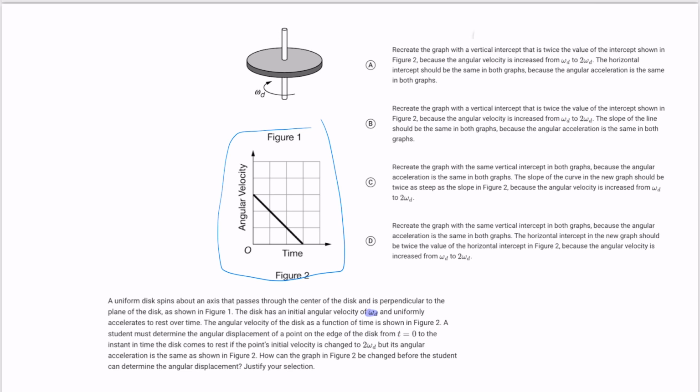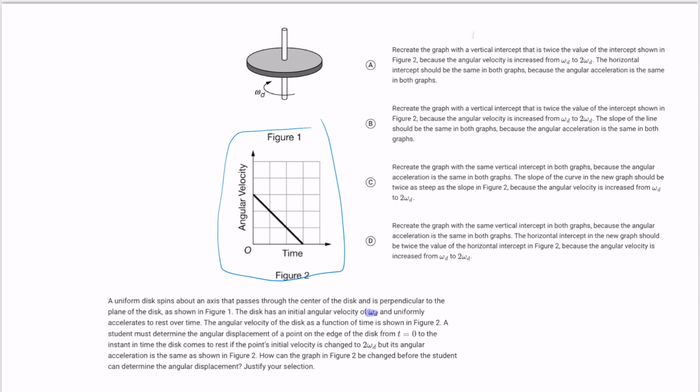The angular velocity of the disk as a function of time is shown in the graph. A student must determine the angular displacement of a point on the edge of the disk from time equal to 0 to the instant the disk comes to rest. But if the point's initial velocity was changed to 2 omega sub d, twice the initial angular velocity, but its angular acceleration is the same, how can the graph in figure 2 be changed before the student can determine the angular displacement?